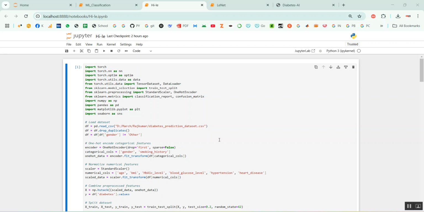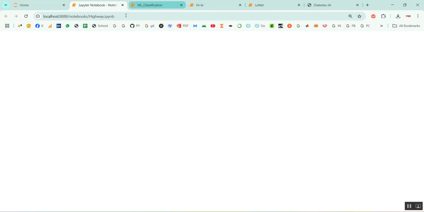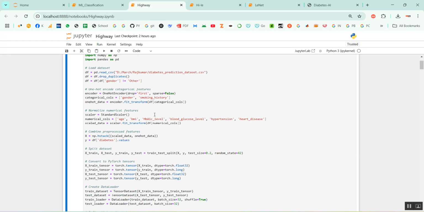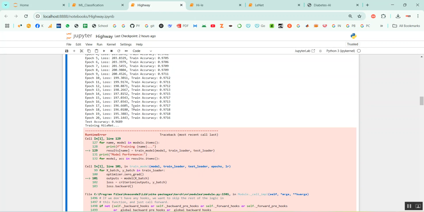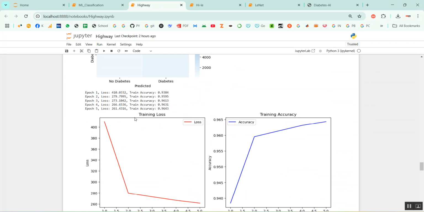Actually, in your base paper, they had given totally three modules: HILE net, LE net and highway. Additionally, I had done ML classification by using highway. We are training the data and then we are calculating.